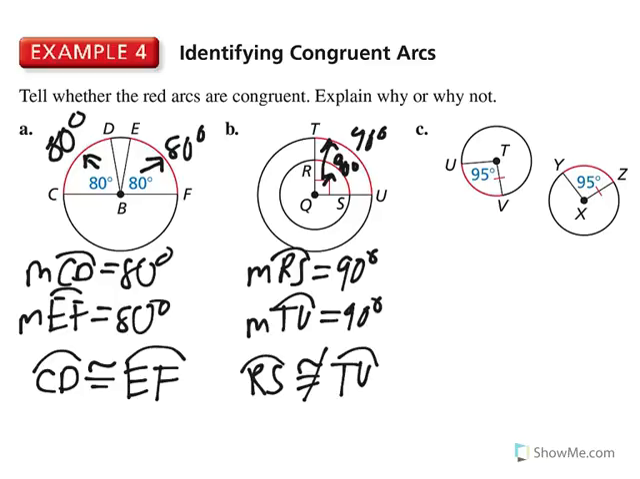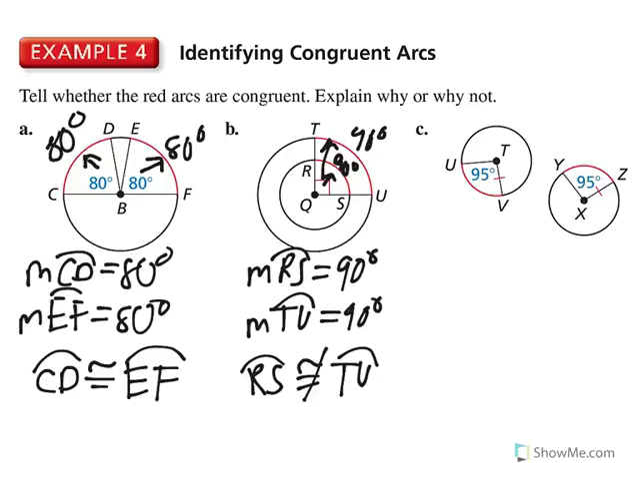The reason for this is because they're not the same circle. They're not the exact same circle, and they're different sized circles. One is smaller, one's bigger. So while their measures are the same, those arcs are not exactly the same. If I move RS and put it over TU, they're not the exact same arc. TU is a lot longer.